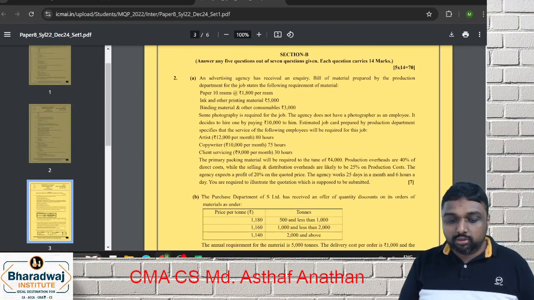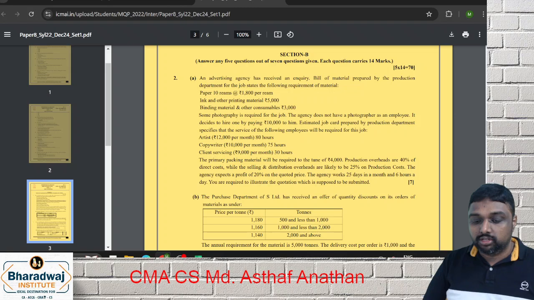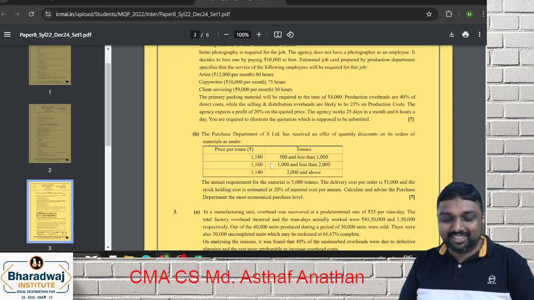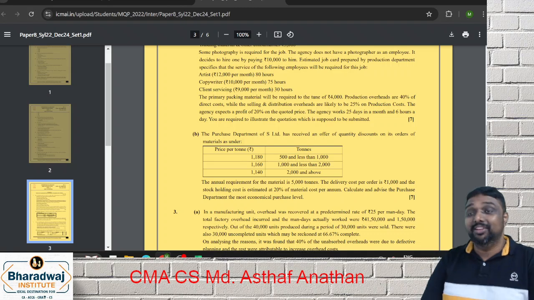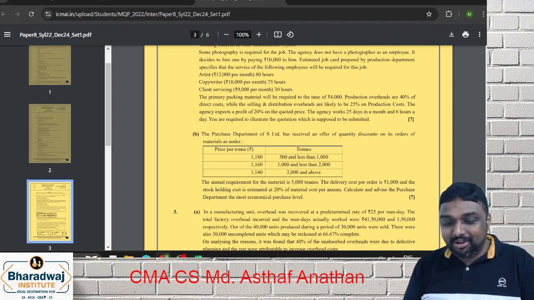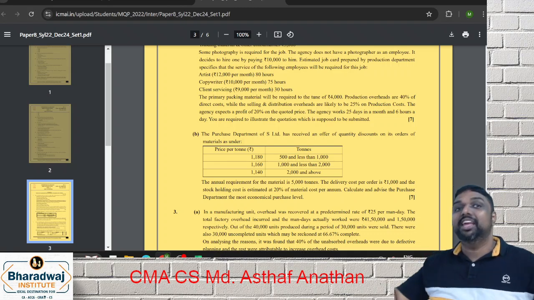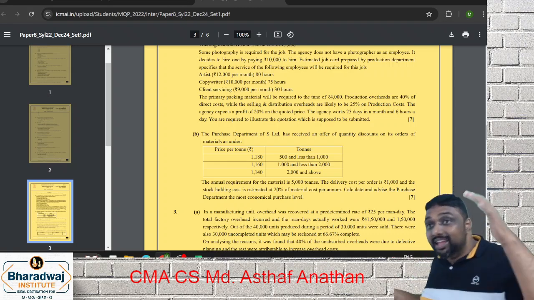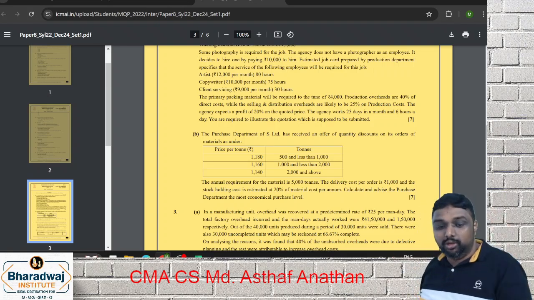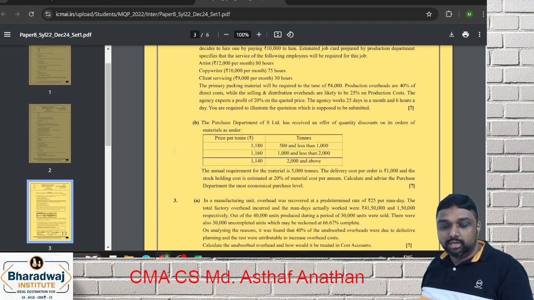See, this first question comes from cost sheet. This comes from EOQ. Today only we discussed 500 or less than 1000. We did 6 items in class. Here we have only 2. The annual requirement is 5000, delivery cost only. Same question. In the class we did 6 items; here in the exam they came with only 3 items. So EOQ is one question. This is cost sheet, so cost sheet we will not discuss.